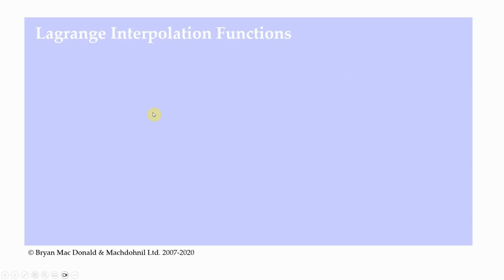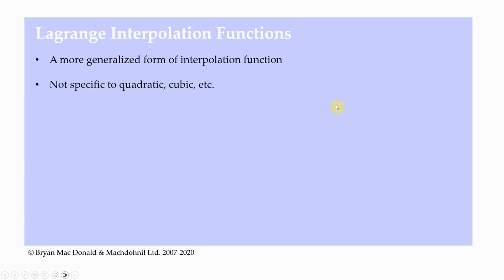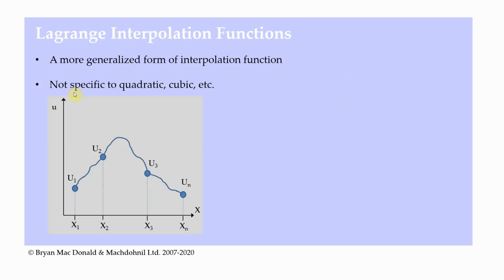The next thing we're going to look at then is the Lagrange interpolation functions. Lagrange interpolation is a more generalized form of interpolation function. It's not specific to quadratic, cubic, etc. We're going to introduce the Lagrange interpolation as a general method of determining shape functions for any element based on the number of nodes in the element and the type of interpolation required. Suppose we have an unknown function describing the relationship between element coordinates and element displacement as shown here. Again, this doesn't obviously fit into a linear or a quadratic function.